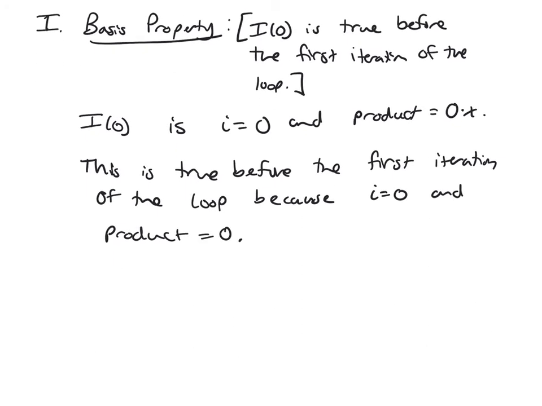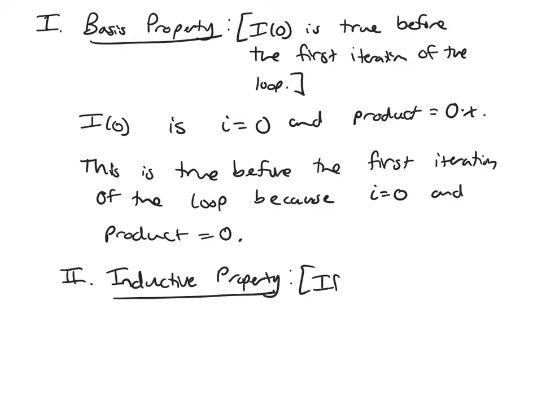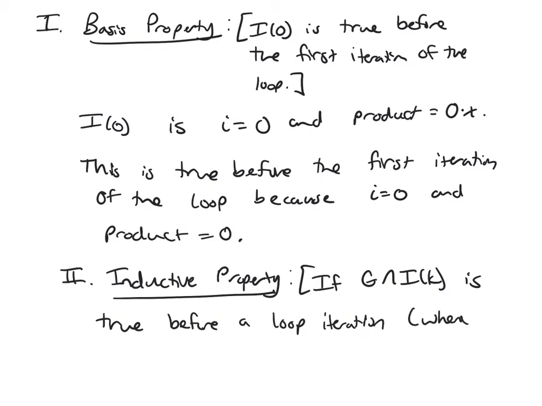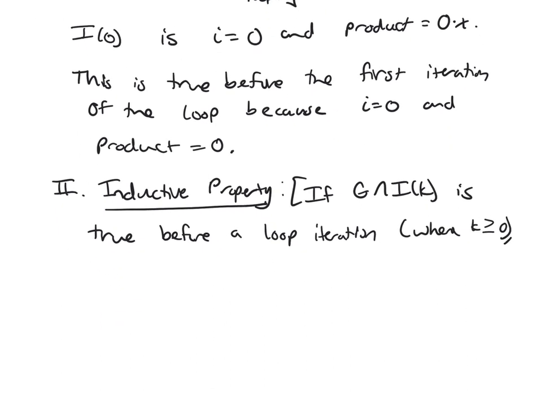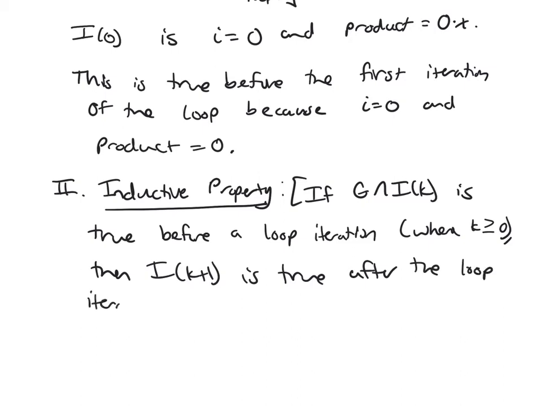Now let's look at the inductive property. So what do we need to show here? We need to show if our guard and Ik is true before a loop iteration and k is greater than or equal to 0, then Ik plus 1 is true after the loop iteration. So this is kind of similar to induction. You're assuming that Ik is true and showing that Ik plus 1 is true.